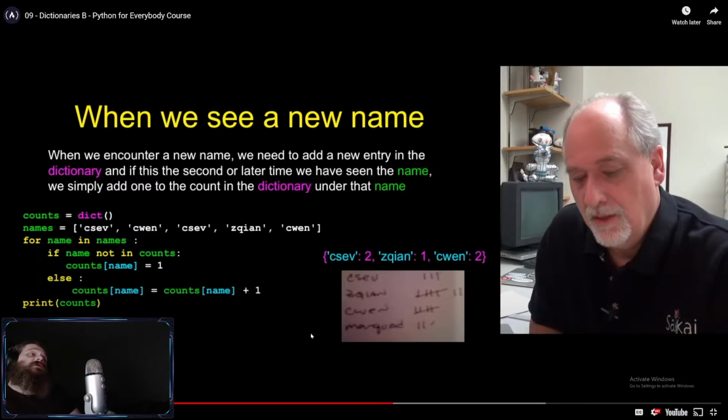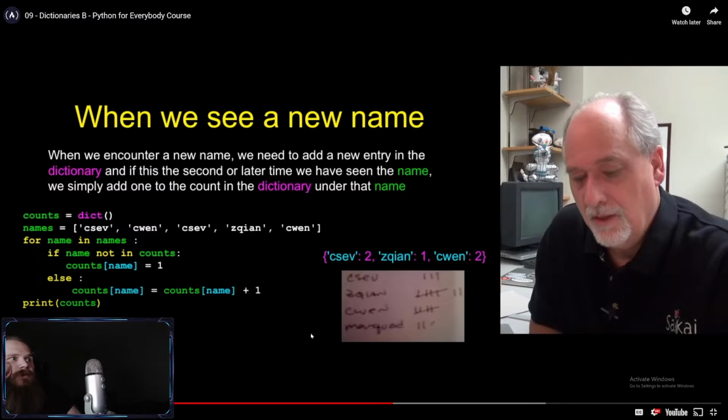When we encounter a new name, we need to add a new entry in the dictionary. If this is the second or later time we have seen the name, we simply add 1 to the count in the dictionary under that name.